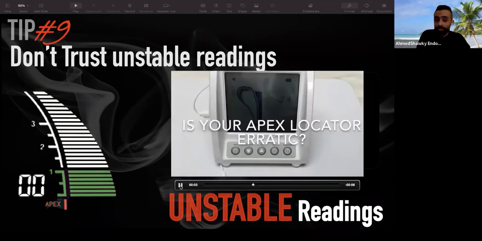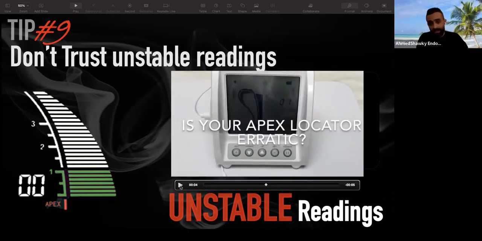So what to do? First, I should check the file size and be sure that with each insertion, each increment I go down the root canal, the meter on the apex locator will go down with me. If I go down and the meter or the LCD display goes up, this means something is wrong.